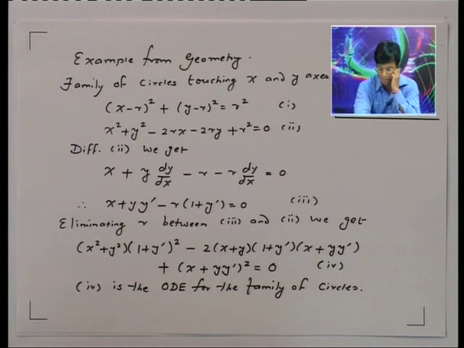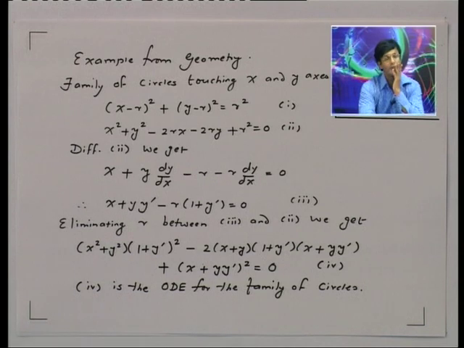So, the equation is simply (x minus r) squared plus (y minus r) squared equals r squared. That can be simplified, and that is the equation for such a circle. It is a one parameter family of circles parameterized by r. You differentiate with respect to x. What do you get? You get x plus y dy by dx minus r times (1 plus dy by dx), which can be written in simpler form, and I have called it equation number 3.